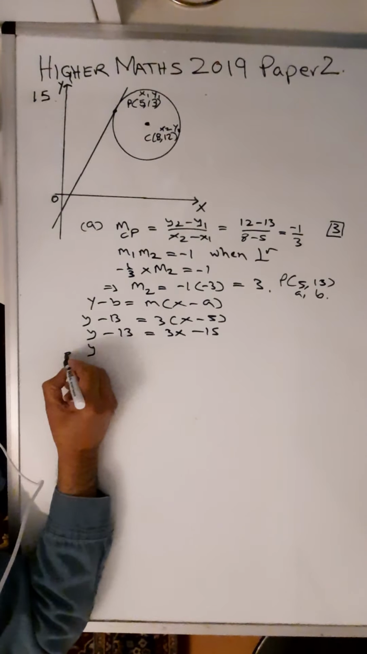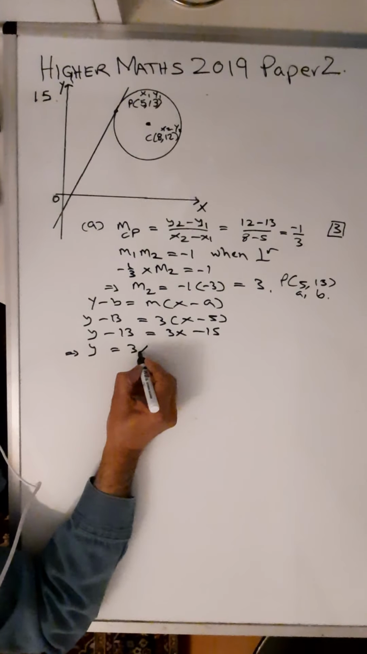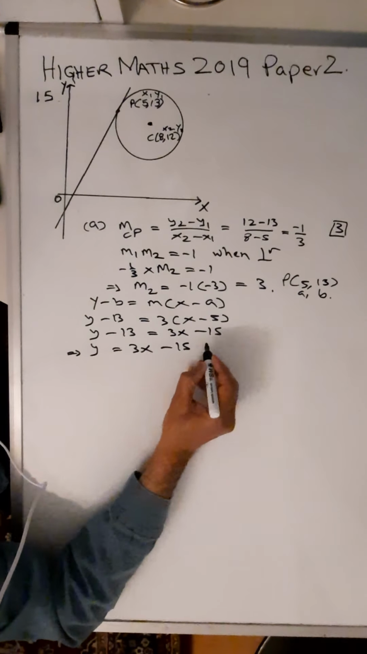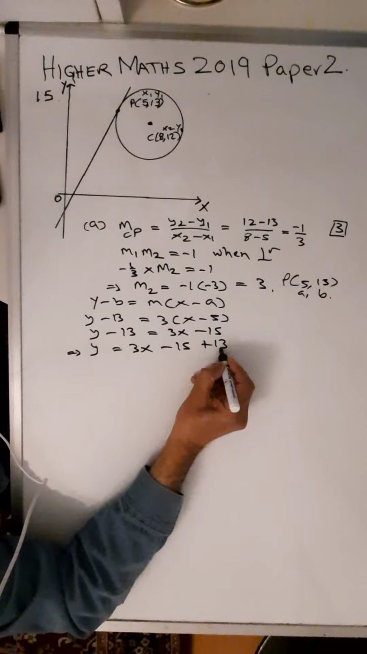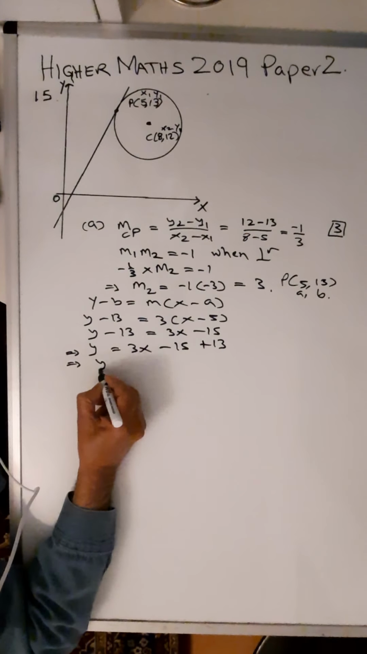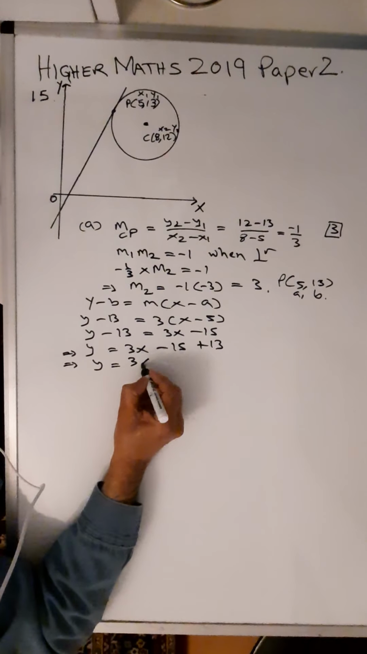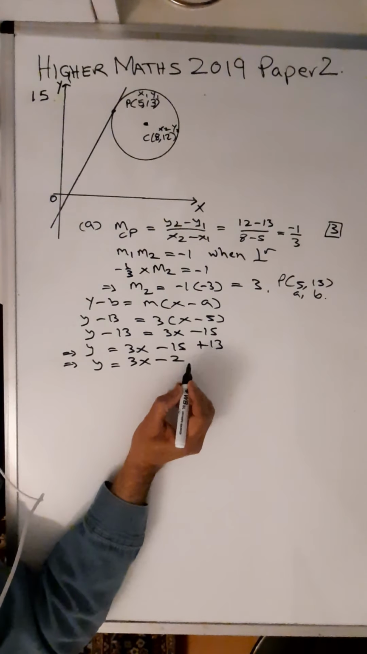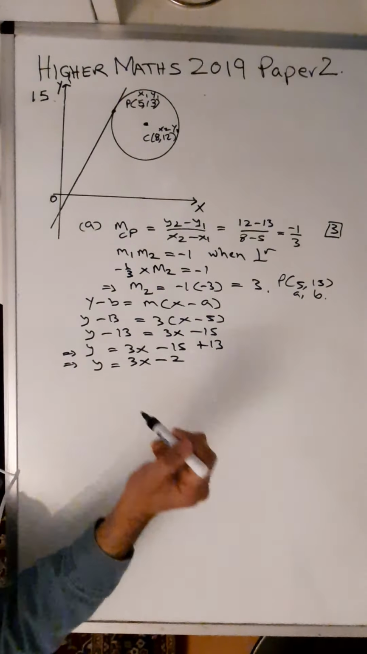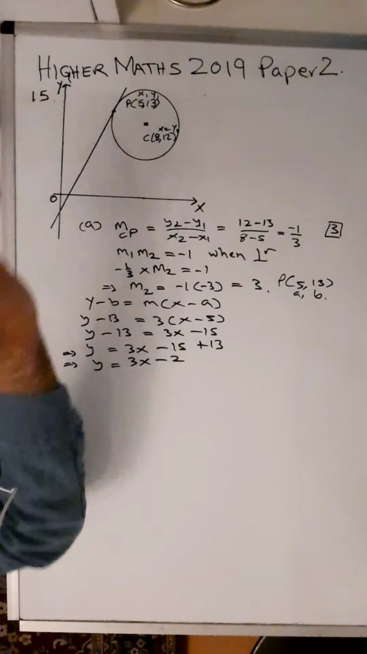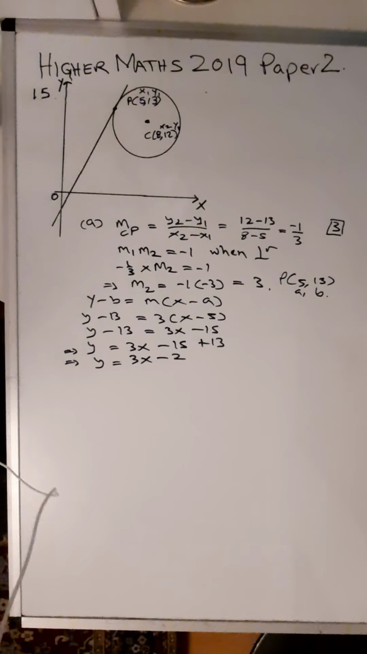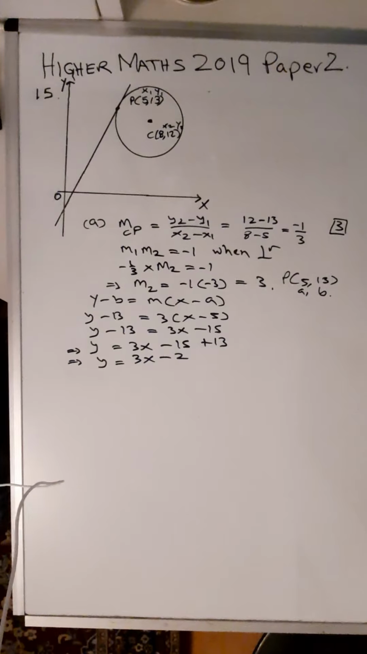So y is 3x minus 15 plus 13, which means that finally the equation of the tangent is y equals 3x minus 2. You could check it out. 5 times 3 is 15, minus 2 does give you 13, so that's fine. It does work. So that's the equation of the tangent.